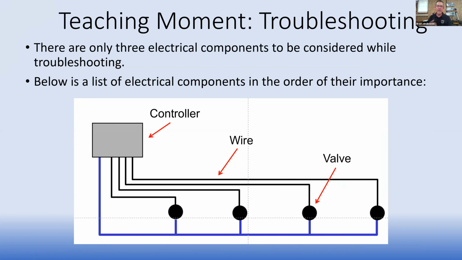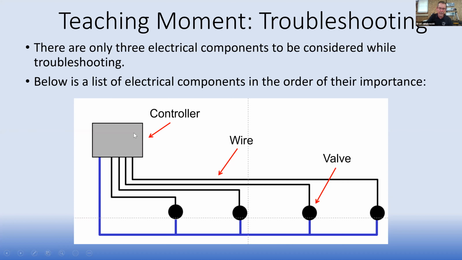Remember, when you're troubleshooting these things, a teaching moment, this would be a good test or quiz question: what are the 3 things that you can do to test or troubleshoot? There are only 3 electrical components to consider in this case: the controller, the wire, and the valve or the solenoid. Those would be the 3 things. And so step 1 is, you might just ask them, in order of importance, what are the things that we do?